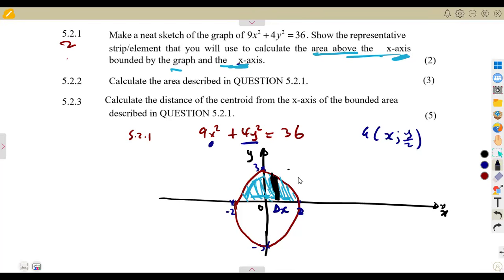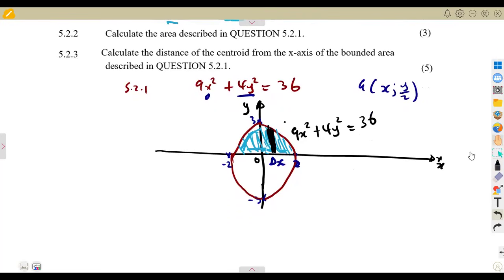This is our function, 9x squared plus 4y squared is equal to 36. Now, calculating the area, the strip is for x. I said the area goes together with the strip. So if the strip is for x, the area also must be for x. That's the area with the strip for x. The area for y, the strip for y.